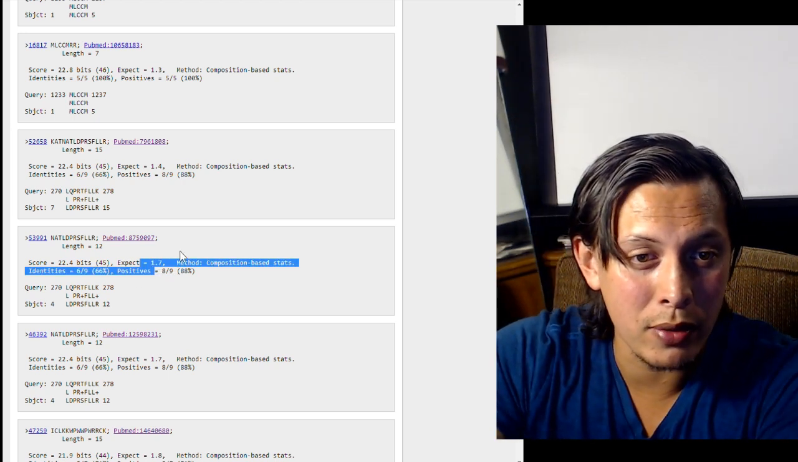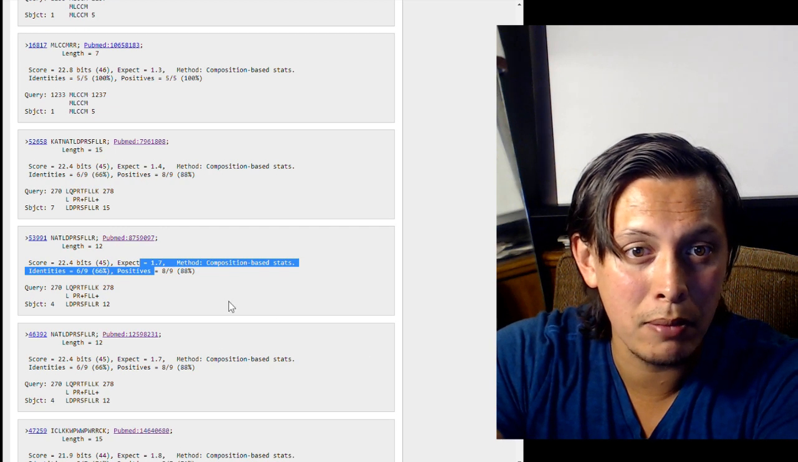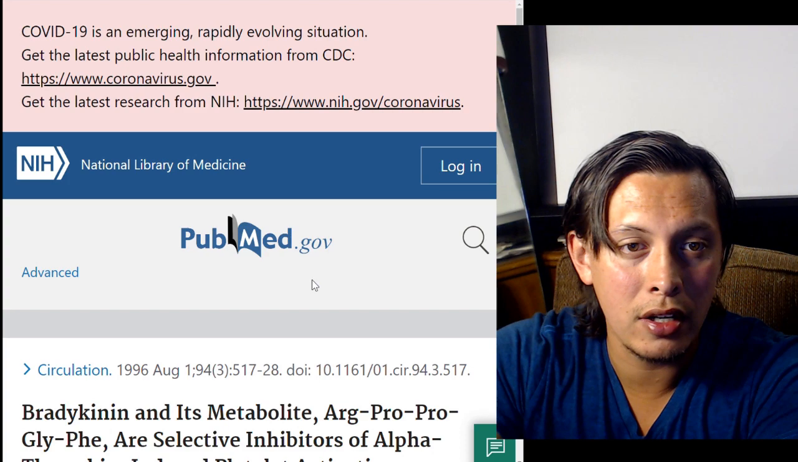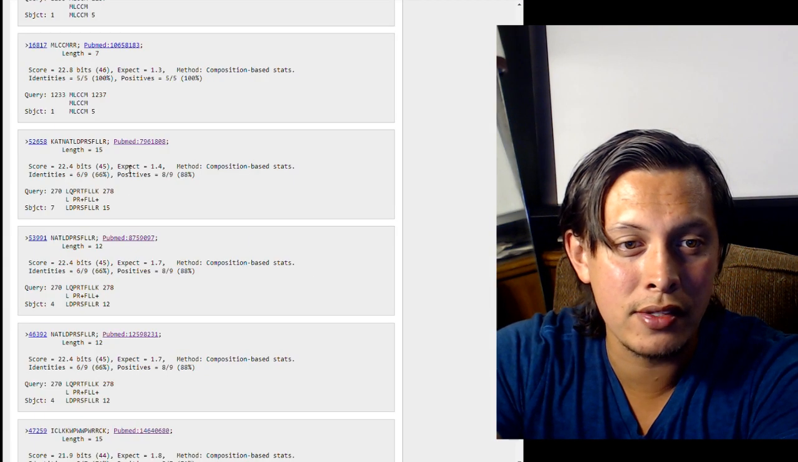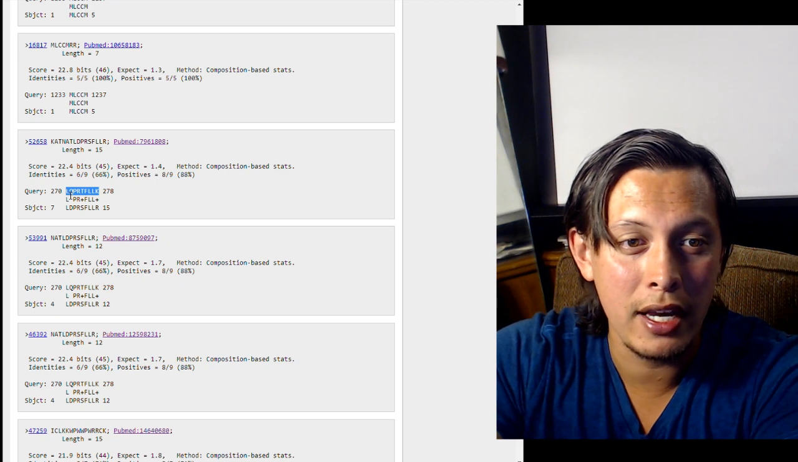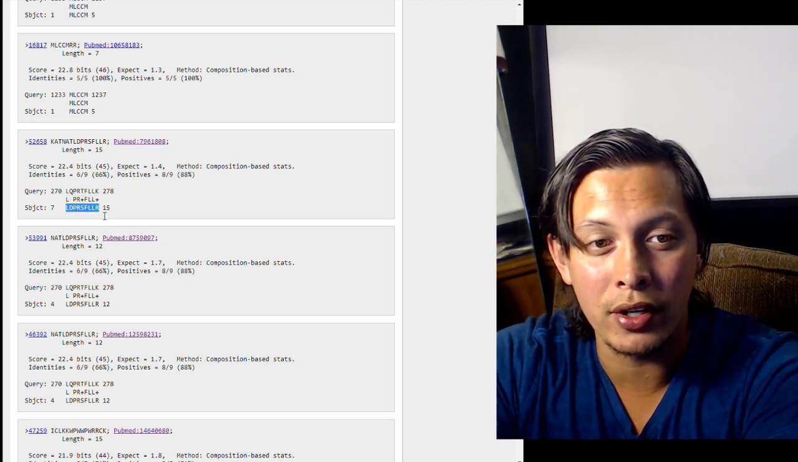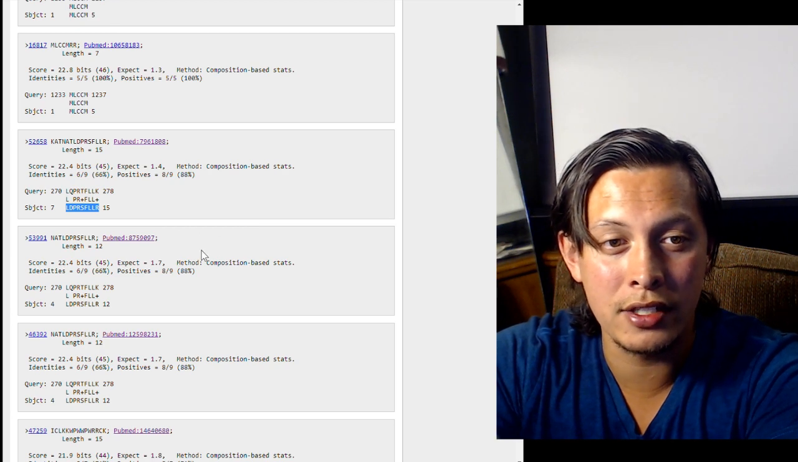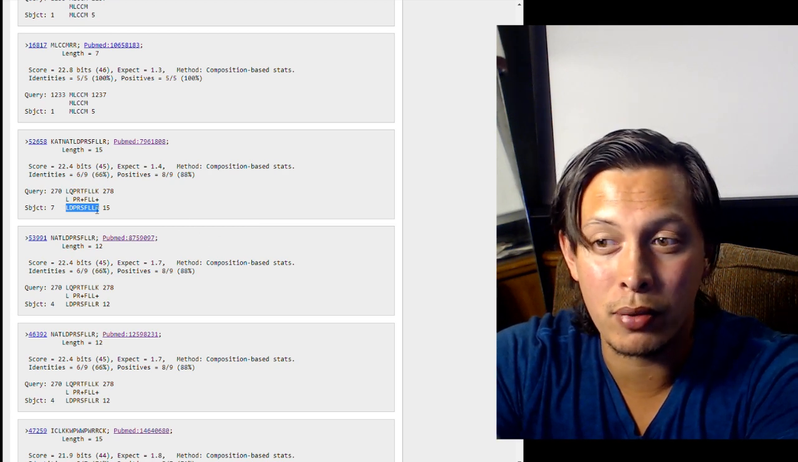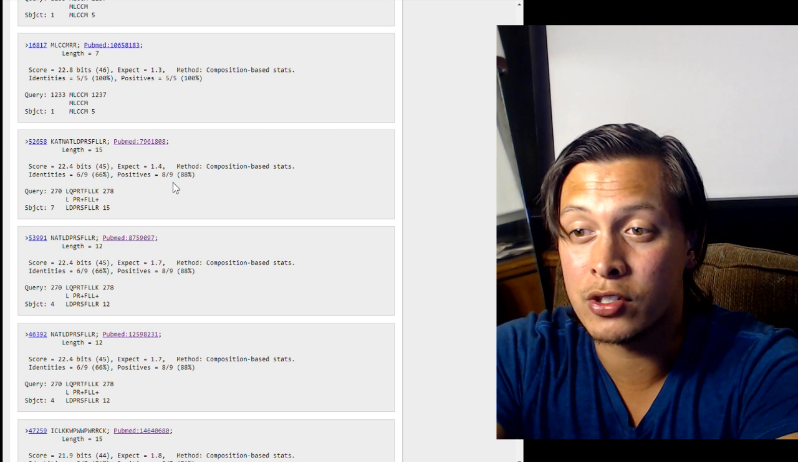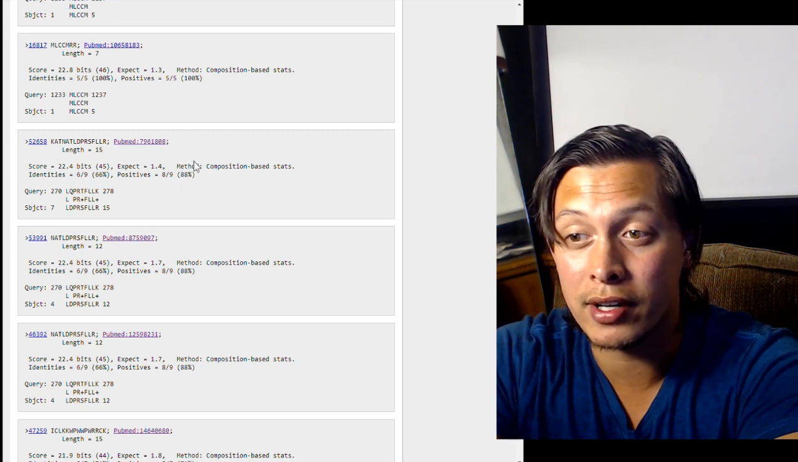So, wait, was this the PubMed? No, it was this one. So yeah, this sequence that is found on SARS spike protein is, you know, somewhat similar or pretty darn similar to this. So perhaps it is going to be causing a similar effect.